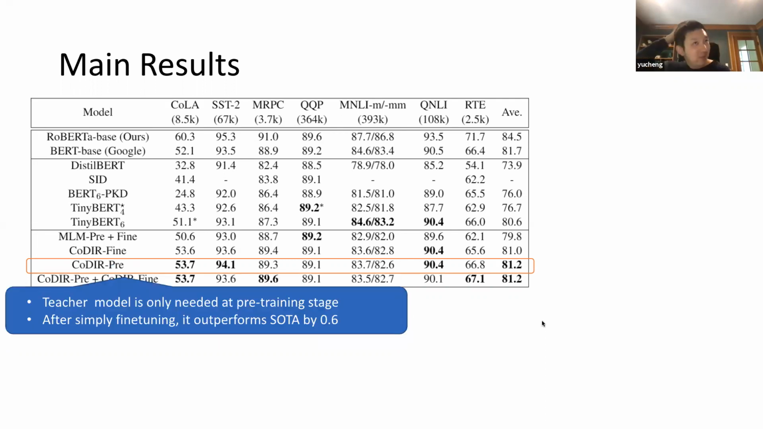The third thing is how to compare with fine-tuning, because for CODIR we do both fine-tuning and pre-training. If you directly do pre-training for the distillation, you get better performance than if you only do fine-tuning, which means distilling models at the pre-training stage works better than doing it at fine-tuning. The reason is that pre-training has more information and is somehow task-agnostic, so it gives a better gain. So instead of outperforming the state of the art by 0.4, it outperforms it by 0.6.